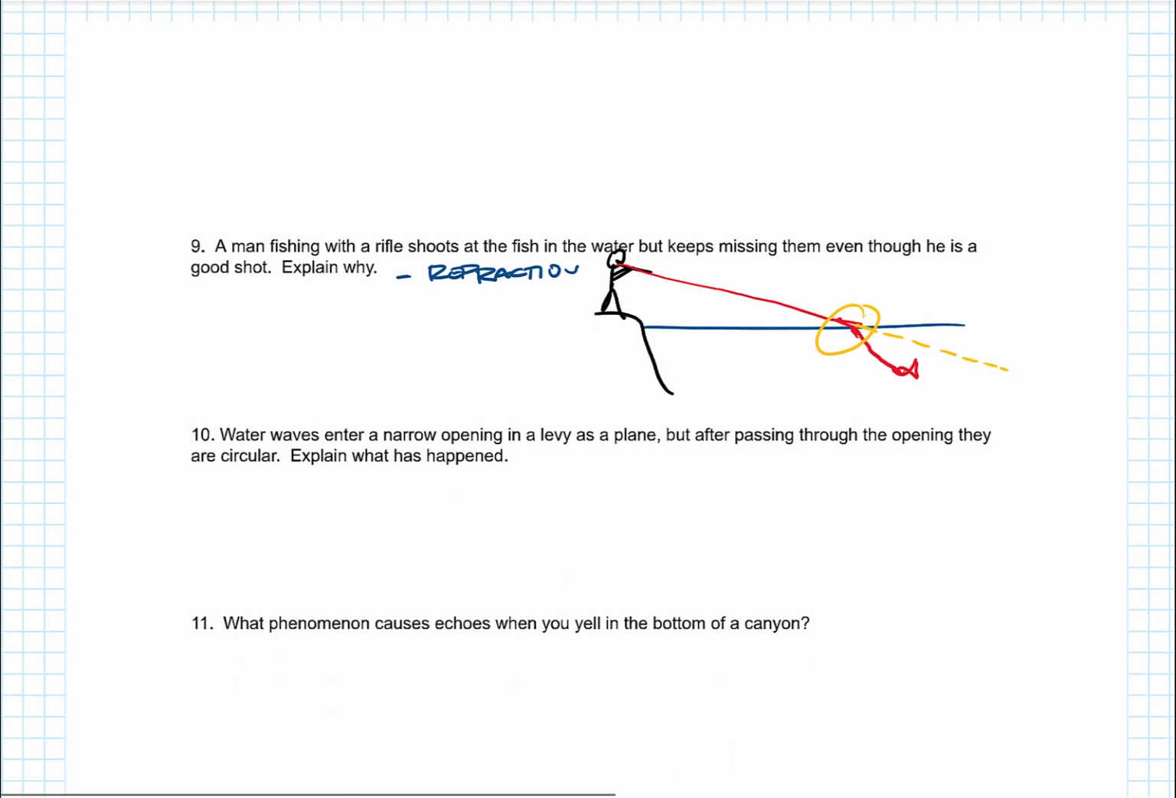Water waves enter a narrow opening in a levee as a plane, but after passing through the opening, they are circular. Explain what has happened. This is diffraction. Here, the waves bent as they pass through the barrier.